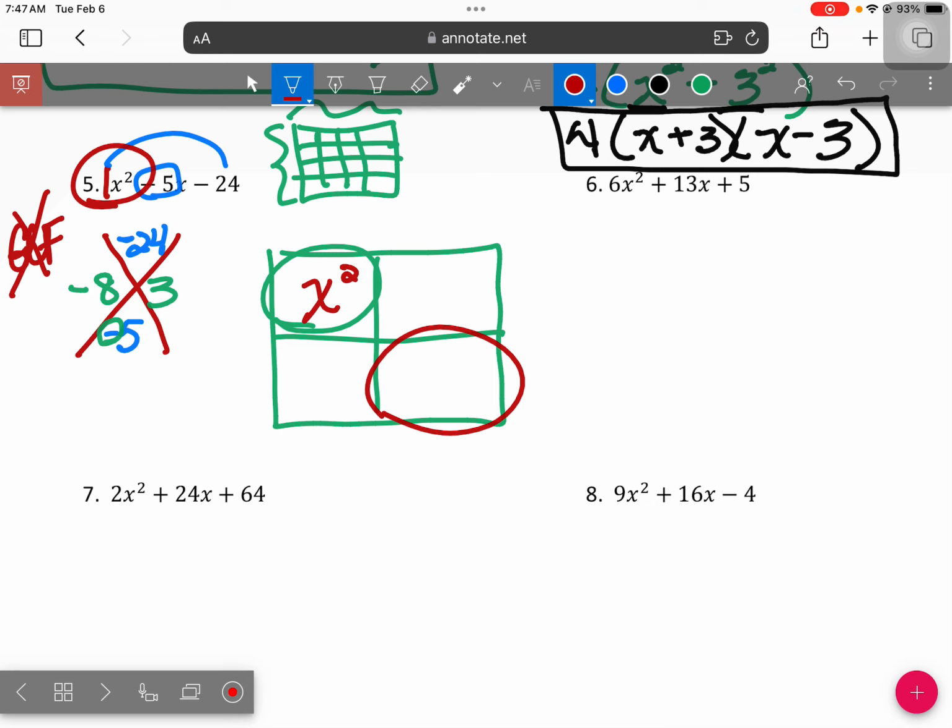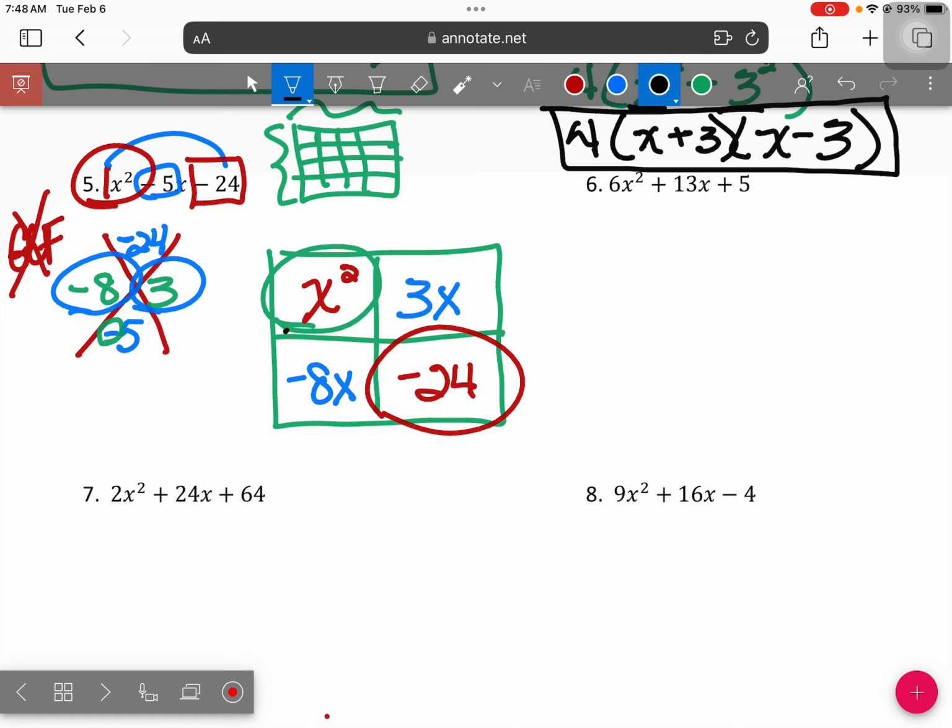No. Negative 5. No. It's going to be negative 24. Okay. Negative 24. You might want to write down some of this, a few of it. Okay? All right, and the middle muddle is going to be these two that we found multiplied by x. So negative 8x and positive 3x.